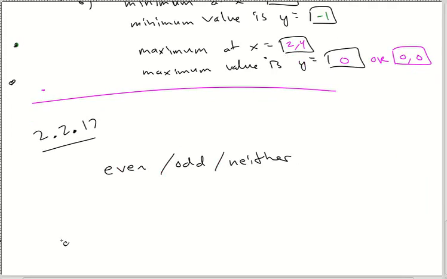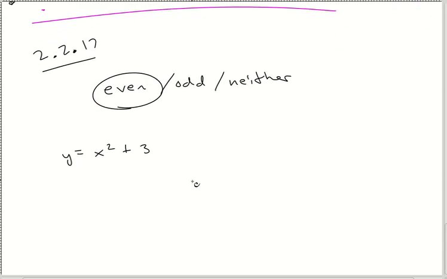Even, odd, neither. And they're going to present this particular problem: y equals x squared plus 3. And so they're going to say, is this even, odd, or neither? Can you take a guess? It's even. Wow, how did you know? Okay, so let's talk about it.